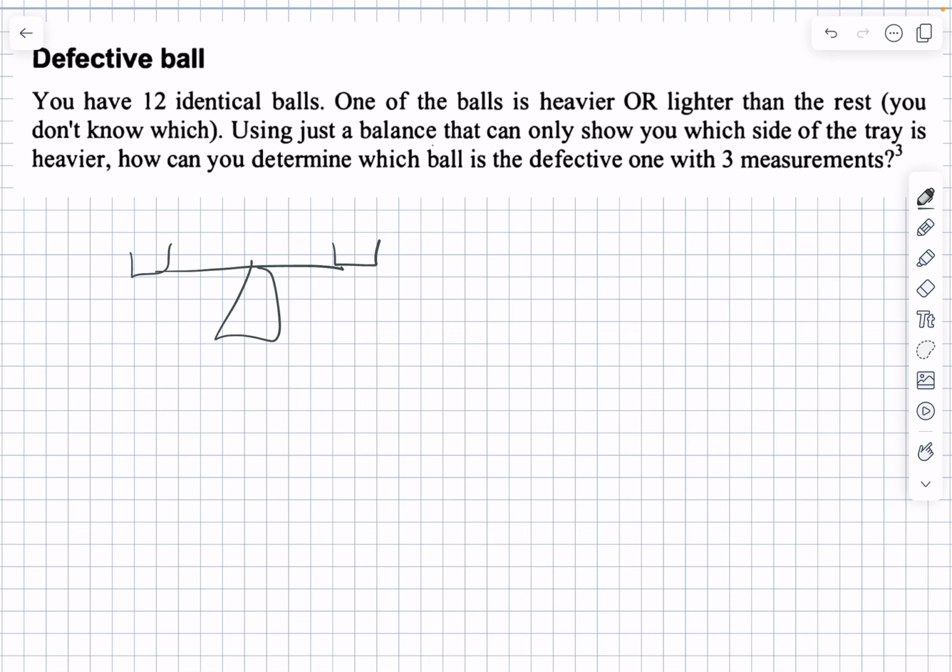So using this balance that can only show which side of the tray is heavier, how can we determine which ball is defective with only 3 measurements? So which ball is the defective one with only 3 measurements?